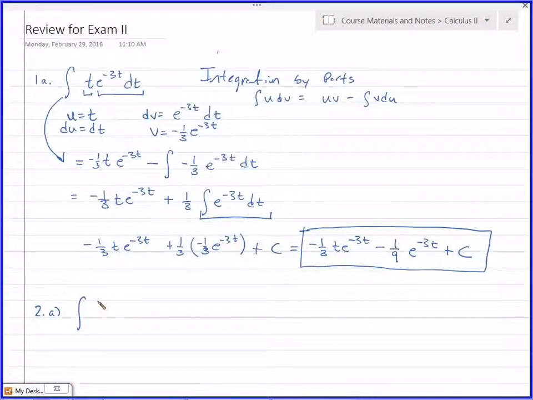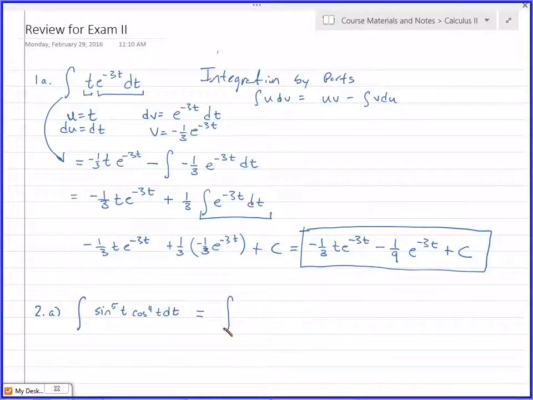All right, so 2a is the integral of sine to the fifth of t cosine to the fourth dt. Now, of my strategies that I just went over, which one applies? We have an odd power of sine, so we strip off one of them and turn the rest into cosines.